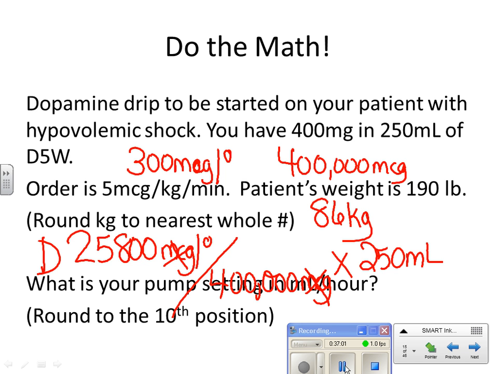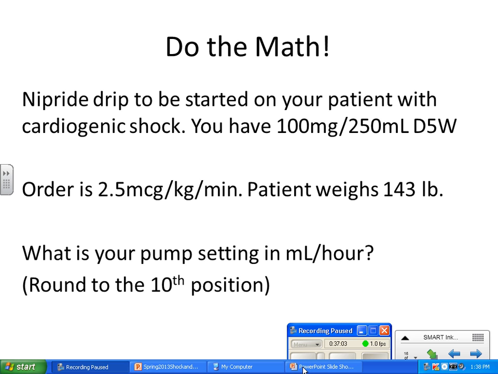So I am going to pause this. Of nipride in 250 mLs of D5W. The order is 2.5 micrograms per kilogram per minute. The patient weighs 143 pounds. So what is your pump setting in milliliters per hour? So what's our first conversion?